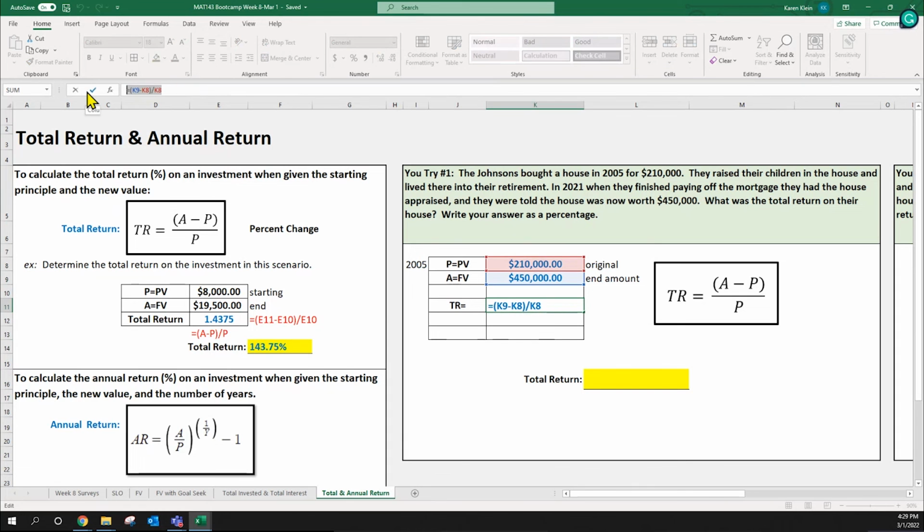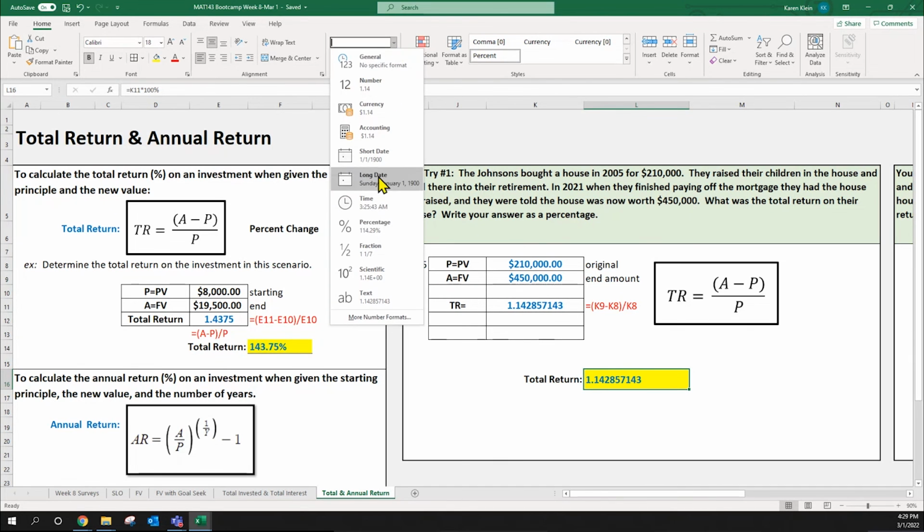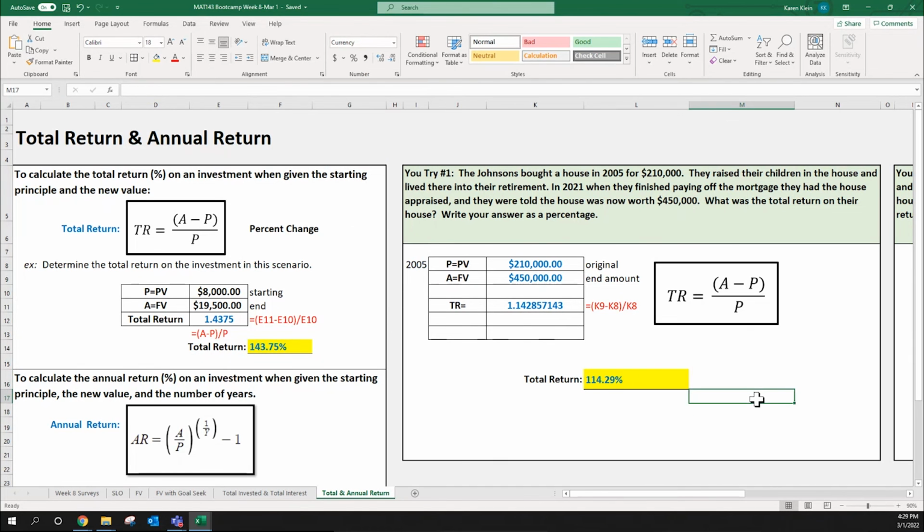And I will show you the formula over to the side. So this is what we're using. So my total return is going to be this amount times 100%. And then I'm going to format it to show a percentage. So from 2005 to 2021, they had a percent change or a total return of 114.29%.